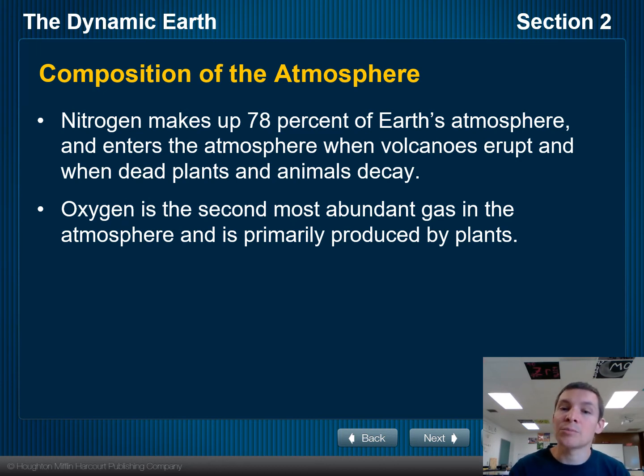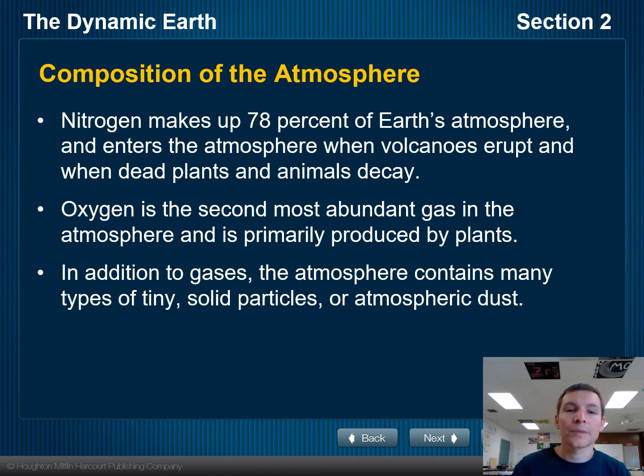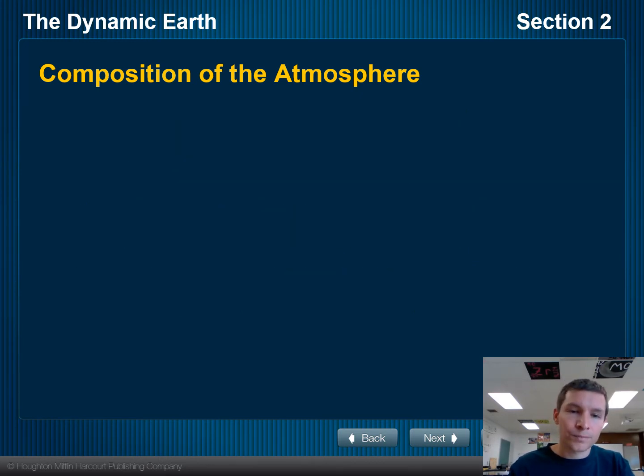Oxygen is the second most abundant gas in the atmosphere and is primarily produced by plants. In addition to gases, the atmosphere contains many types of tiny solid particles, or atmospheric dust. This dust helps form a little nucleus for water molecules to attach to and rain down when they become heavy enough. And speaking of which, water vapor is considered one of those gases that makes up the atmosphere.